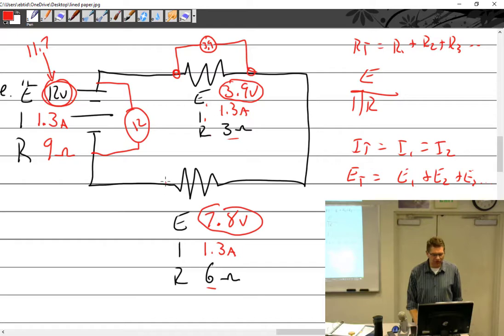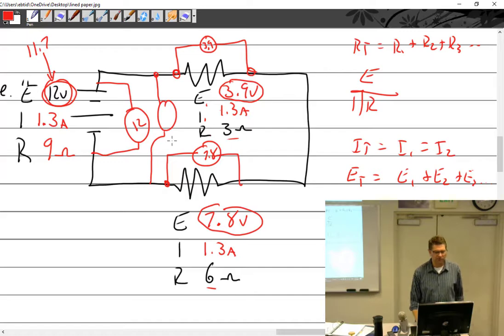So we have a difference of potential between this point and this point because of this resistor down here. All right? So if I put a voltmeter across here, it's going to say 7.8. If I put one from here to here, what's it going to say? 12, because it's the same wire as right here. Just because I moved it down a little bit didn't change much of anything.